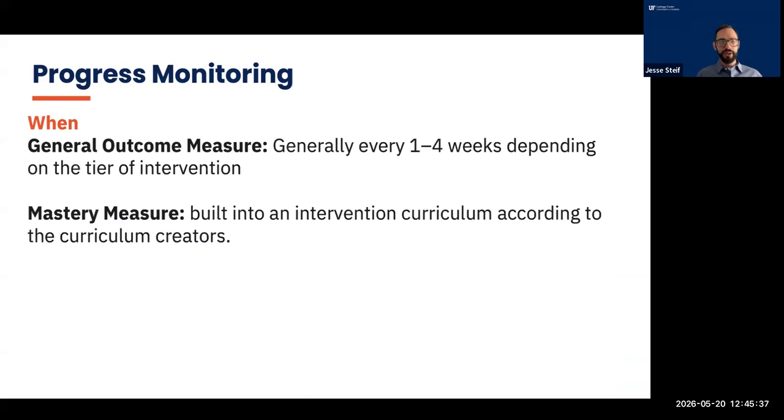So we administer general outcome measures or ongoing progress monitoring every 1 to 4 weeks, depending on the tier of intervention. If a student is receiving tier two intervention, it might be every 2, 3, or 4 weeks that we monitor their progress. And if they're in tier three intensive intervention, or if you're monitoring progress through an IEP, it might be every 1 to 2 weeks. The nice thing about general outcome measures like DIBELS oral reading fluency, or Acadience oral reading fluency, is that they take just 1 minute, generally, most of them.